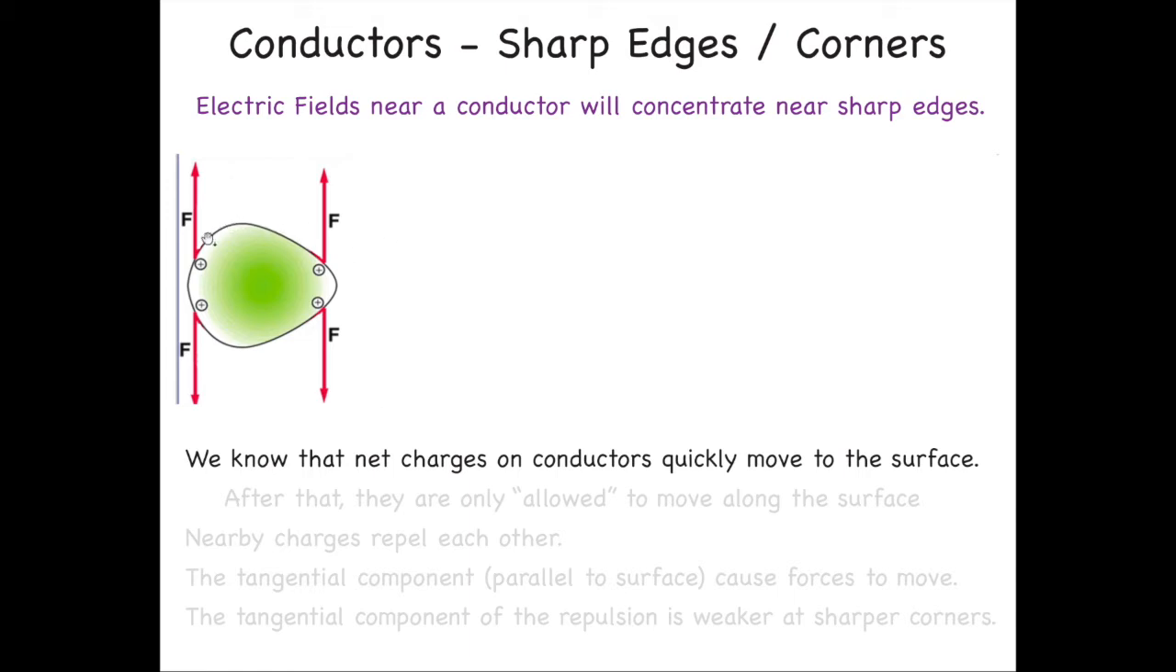Let's now consider something that's less symmetric, right? Something that maybe has a sharp edge. So we'll take our sphere and we'll kind of stretch it on one side so that it has a sharper edge on one side than it does on the other. So we're going to put some excess charge. We know that any net charge or any excess charge on the conductor will quickly move to the surface, right? And after that, they're only allowed to move along the surface, because we know that if they move inward, any charge placed inside the conductor will end up getting pushed right back out to the surface. So the redistribution is effectively going to only be along the surface.